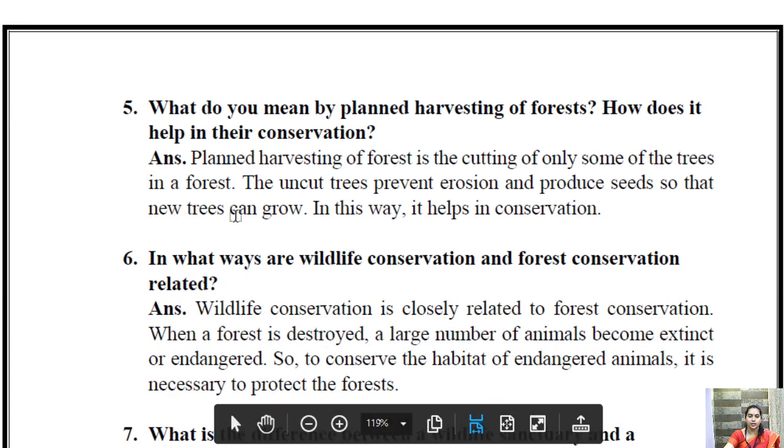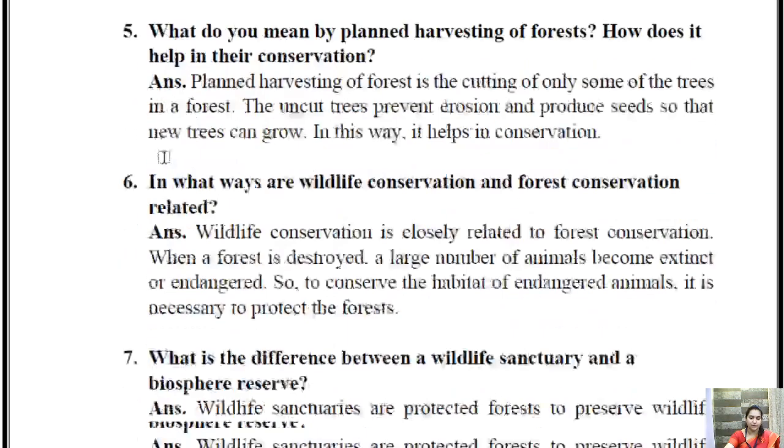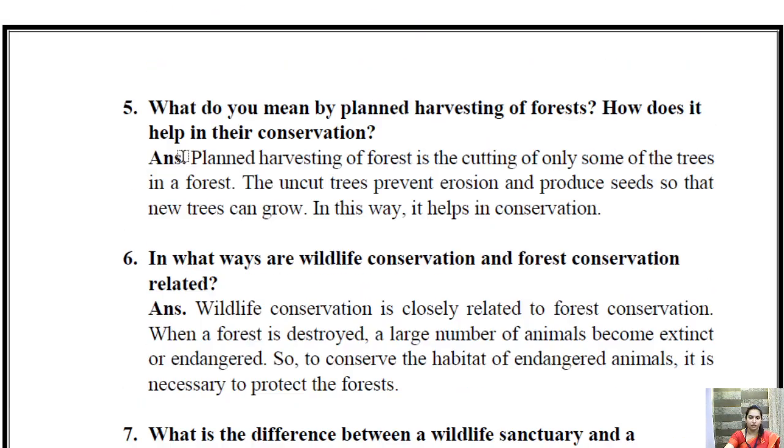Moving ahead with question number 5. I hope these answers are getting clear to you. Now moving ahead with question number 5. What do you mean by planned harvesting of forest? How does it help in their conservation?